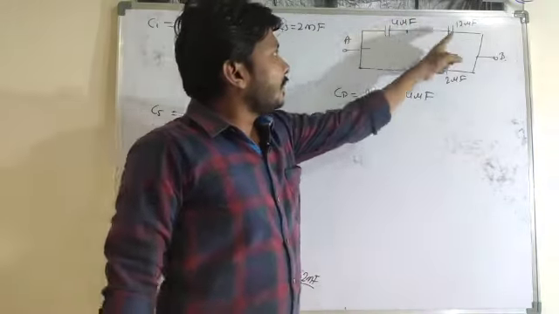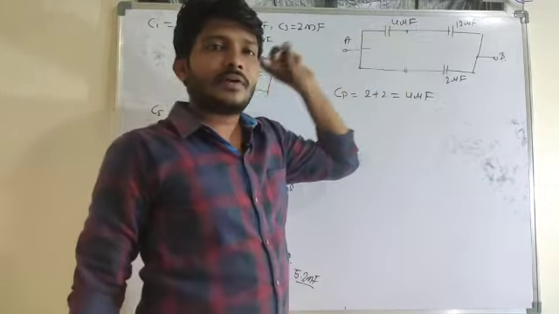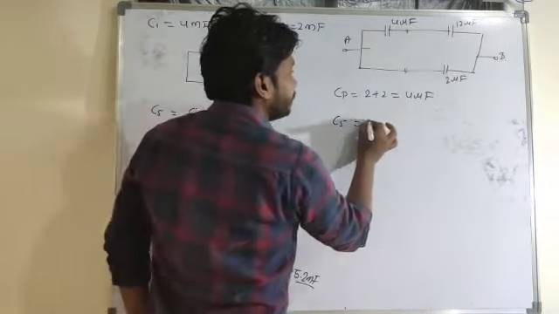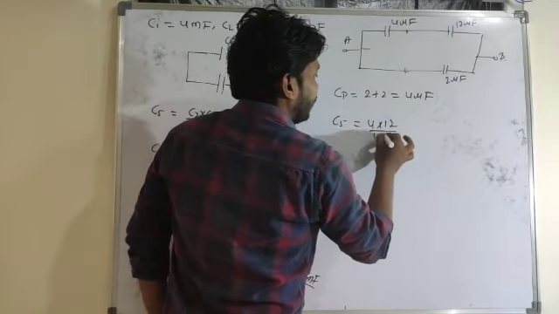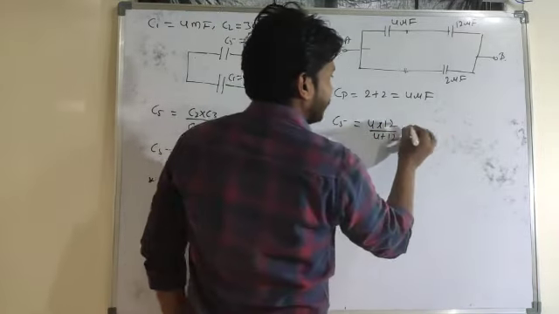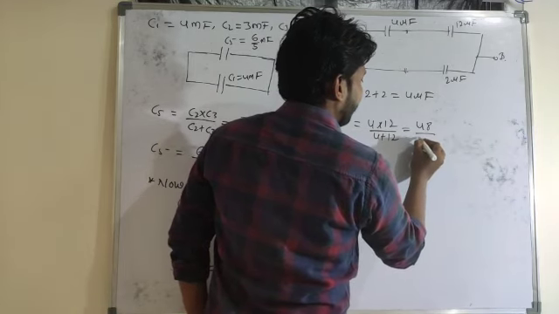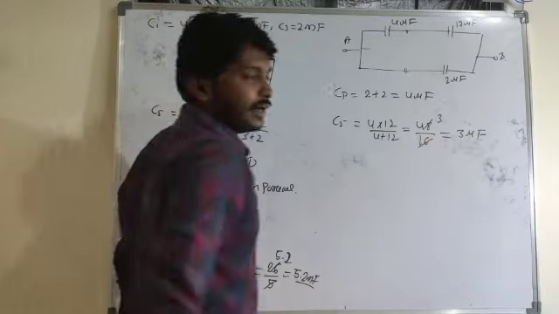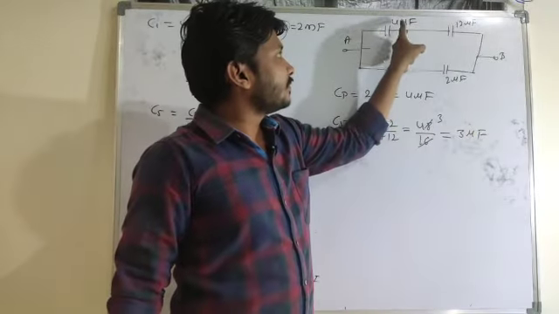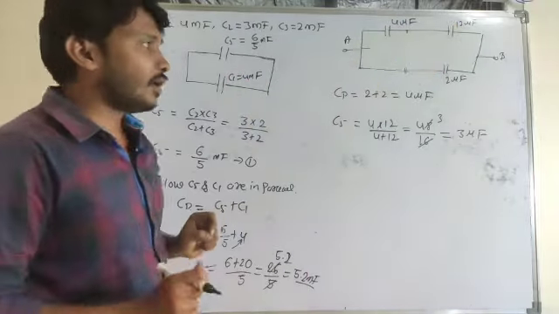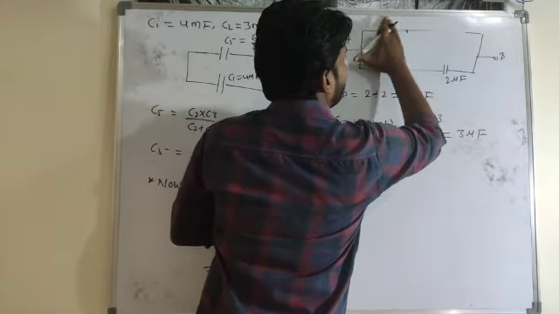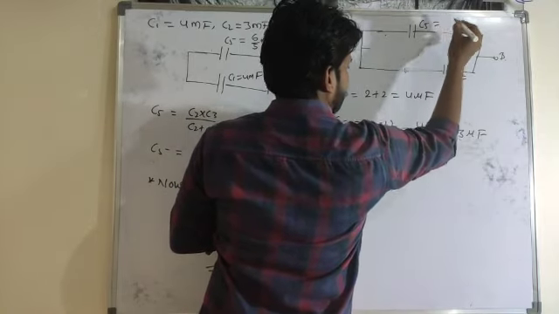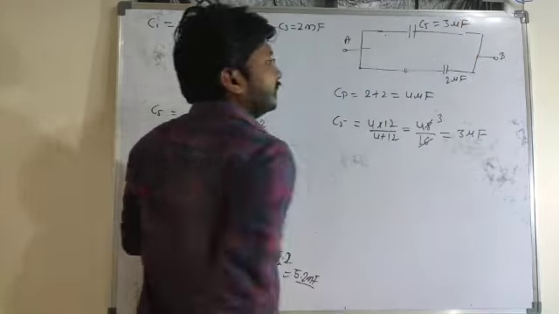Now, what is the nature of combination between 4 microfarad and 12 microfarad here? Look at here. Is it a series combination, an end-to-end connection? So 4 into 12 divided by 4 plus 12, that is 48 divided by 16, so that is 3. So 3 microfarad here. Instead of two capacitances, the 4 microfarad and 12 microfarad combination will be 3 microfarad. Instead of writing two capacitors, I got a single capacitance value, and its value is 3 microfarad.